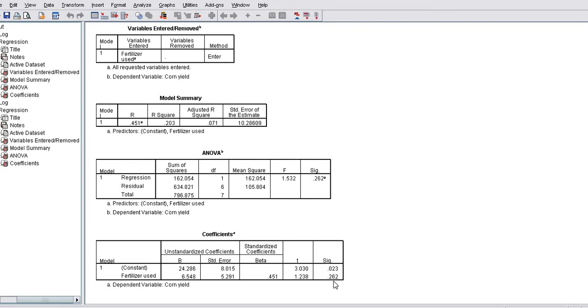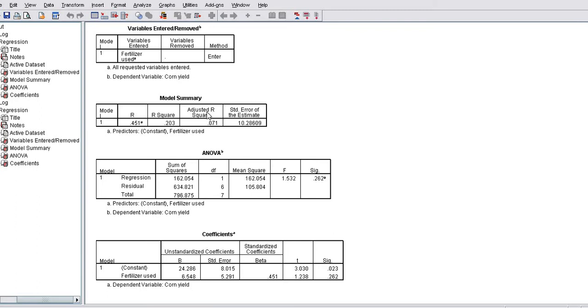Fertilizer is a non-significant factor, and the overall significance of this model is also non-significant, which is 0.268, greater than 0.05. The coefficient of determination is 0.203. It means 20.3% of the contribution in corn yield is of fertilizer. Fertilizer contributes 20.3% to the corn yield.